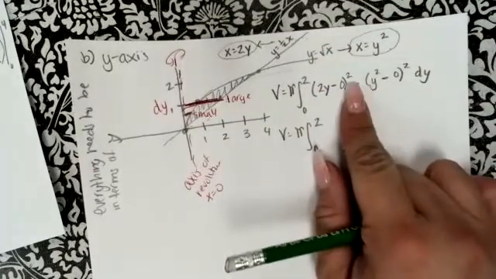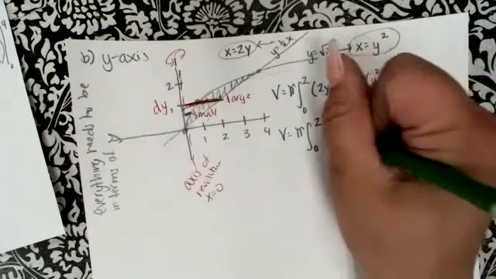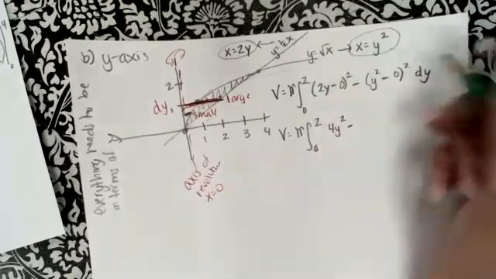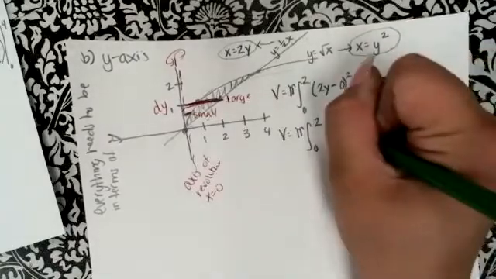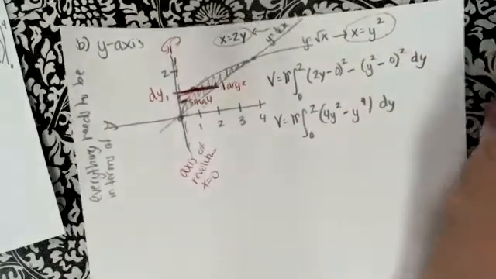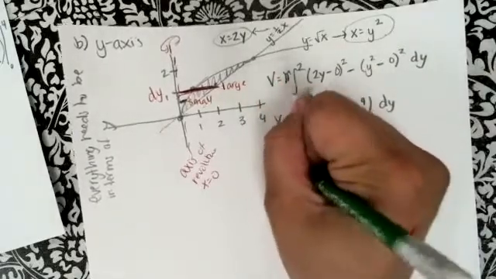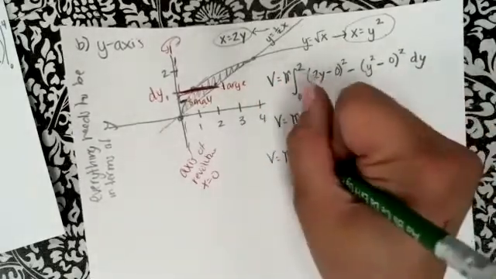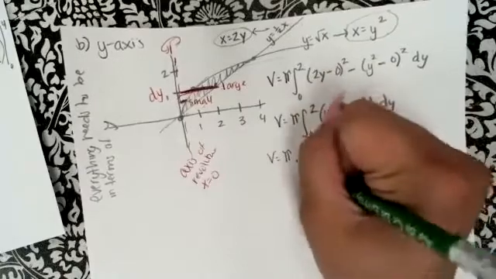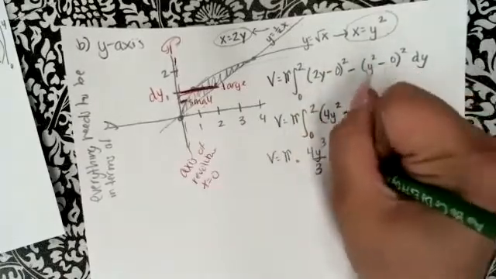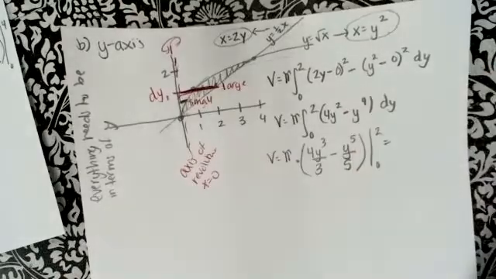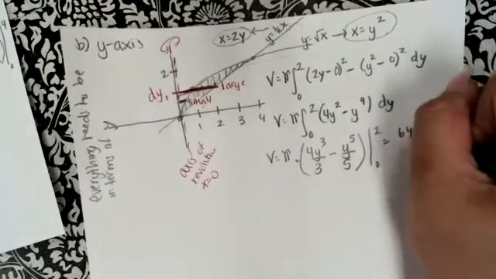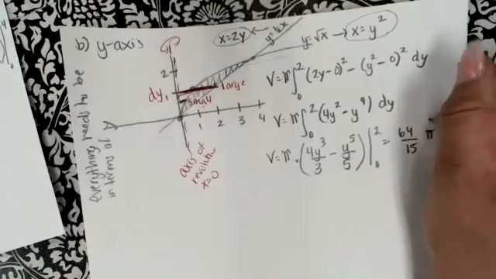2y squared is going to give me a 4y squared. 2y squared squared is going to be a y to the 4th power. Antiderivative. And that's going to give me 64 over 15 pi.